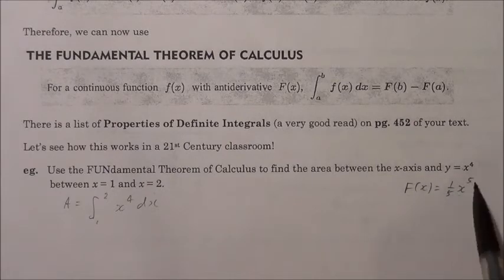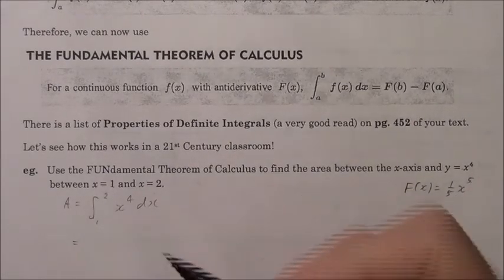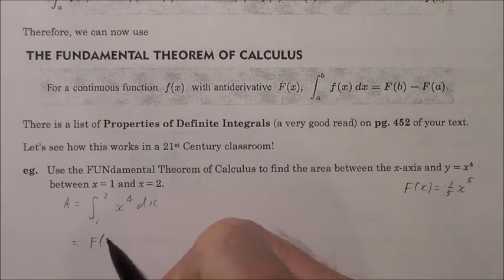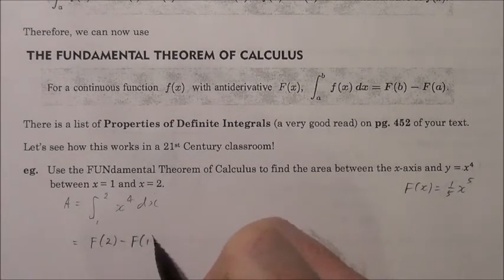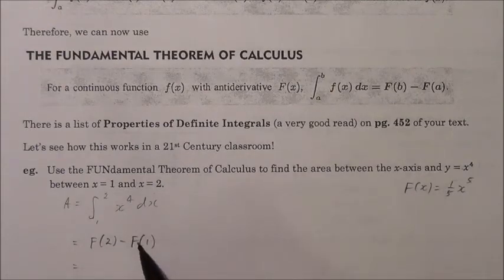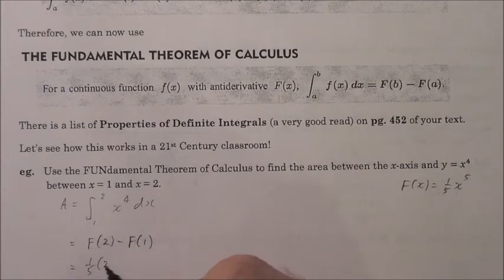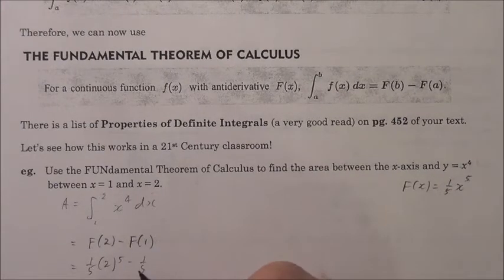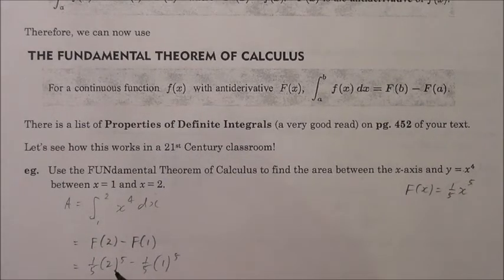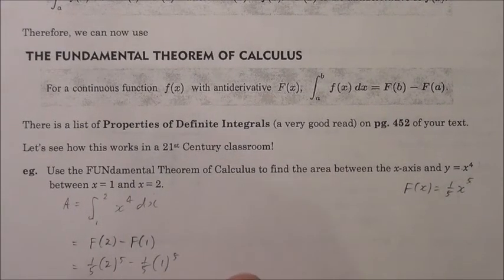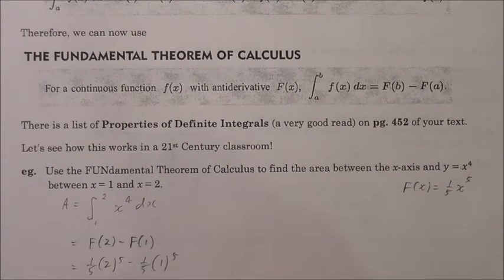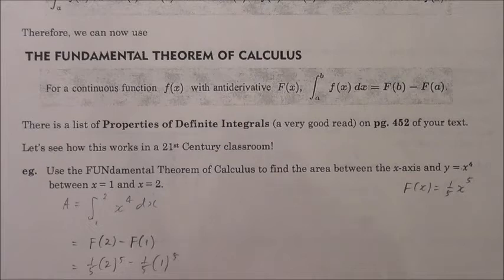Okay, so then we're going to bring this now back over here, and we're going to evaluate F of 2 minus F of 1, and this capital F is this function over here. So we've got 1/5 2 to the power 5 minus 1/5 1 to the power 5, and so 2 to the power 5 is 32, so this is 32/5 minus 1/5, and that gives us 31/5 square units.